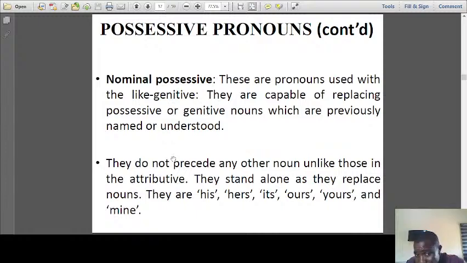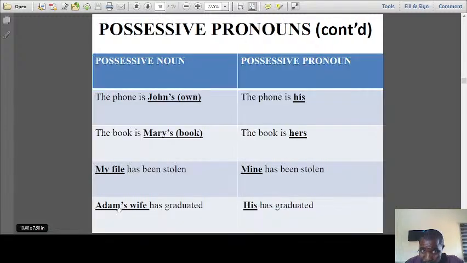Take note of that. They do not precede any other noun, unlike those in the attributive. They stand alone as they replace nouns. They are his, hers, its, ours, yours, and mine. Now look at the sentence example we used. The phone is John's. Now look at this noun, and this one is a possessive noun.